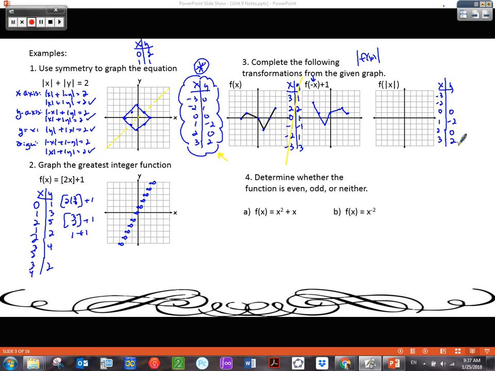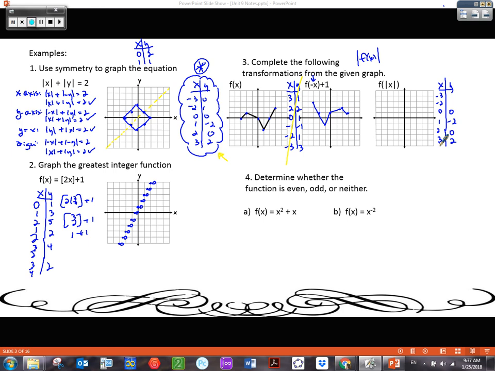But the negative x's are the ones that are messed up. Because what happens when I put a negative x in here? Let's just talk about a specific number. What happens when I put a negative 3 in here? Doesn't it turn into a positive 3? And don't we already have a y value for a positive 3? Yeah, I have to use that y value. That's analytically what's happening.